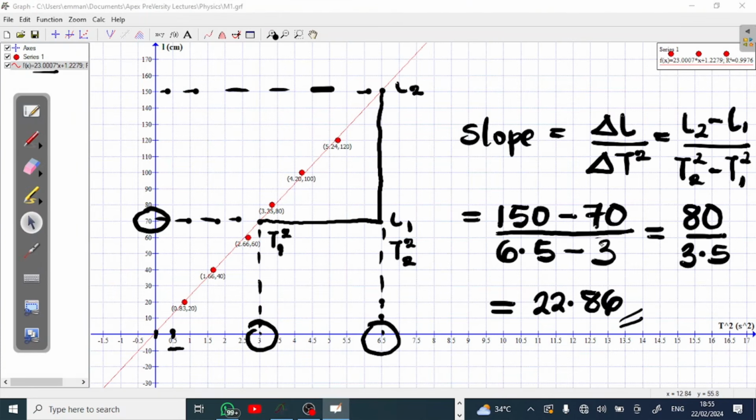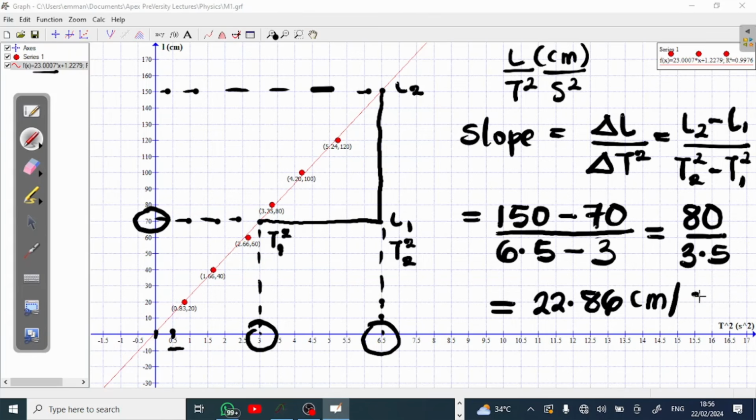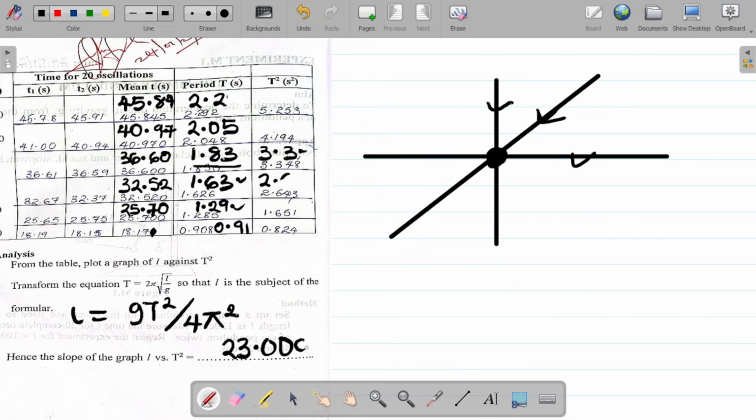Now, something else is that your slope also has a unit. You should know that your slope has a unit. So what's the unit of the slope? The unit of the slope is simply the unit of the parameters being divided. So if I look at this, I had change in L all over change in T squared. L was in centimeters and T squared was in seconds squared. So then my unit becomes cm per second squared. It's that simple. So I'll come back to this and add cm per second squared.